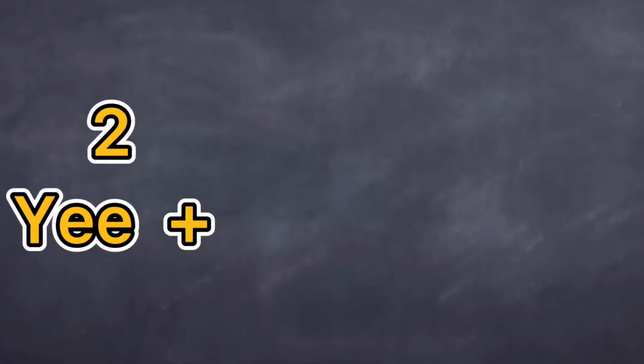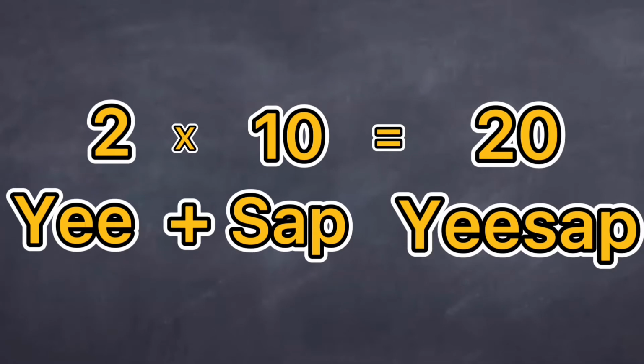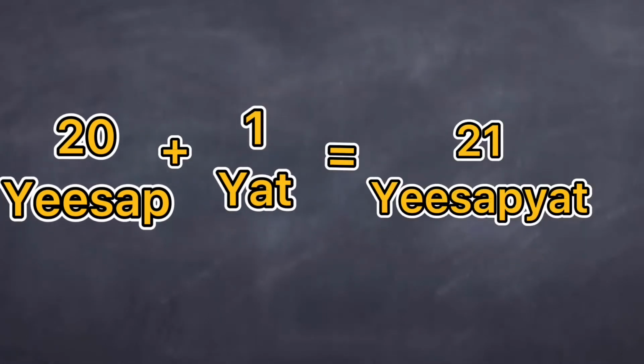As you can see, 2 multiplied by 10 equals 20. But the words are just literally combined: 2, which is yi, and 10, which is sap. So it becomes yi sap. For number 21, just combine number 20, which is yi sap, plus number 1, which is yat. So it becomes yi sap yat. Then continue until number 29.